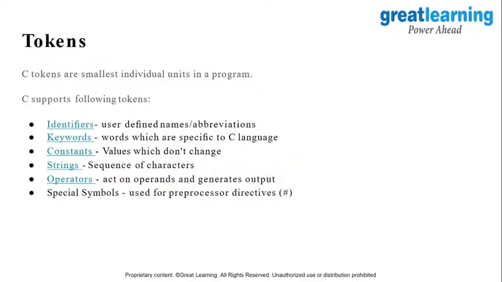Strings are a sequence of characters. We also have operators: addition, multiplication, division, all those operators are there. We will see how they work with operands. Let's suppose 5 and 6 are two operands, and the operator we are using is addition, with the plus symbol. These operators will be there in tokens. And special symbols, like preprocessor directives, our hash symbols. These are all tokens.